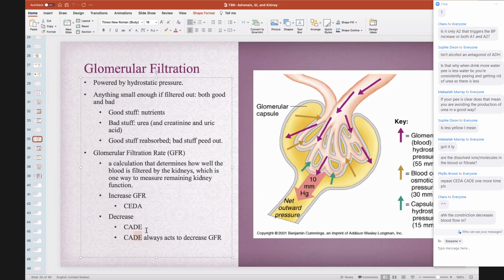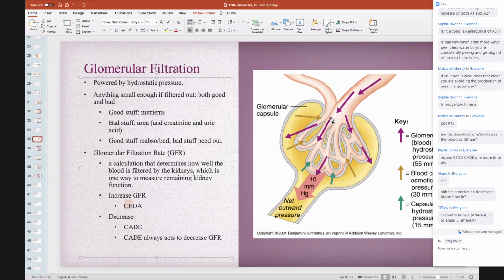So to decrease the GFR, we're going to decrease the pressure in the glomerulus by constricting the afferent vessels, dilating the efferent. And we could do the opposite to increase. If we constrict the efferent, we're going to increase the resistance in this vessel, creating this backlog, and we're going to dilate the afferent, so more can come in. We're going to create more of a backlog, more buildup of hydrostatic pressure, more stuff will be filtered out.